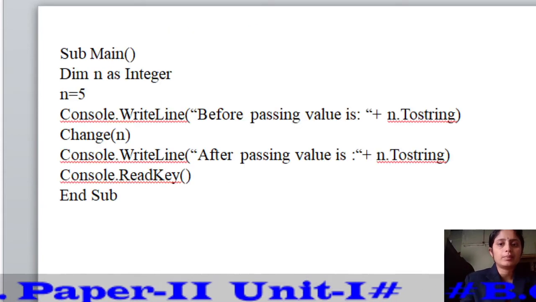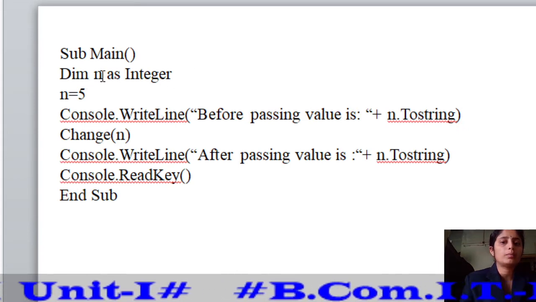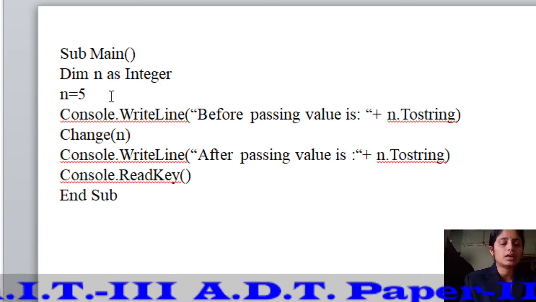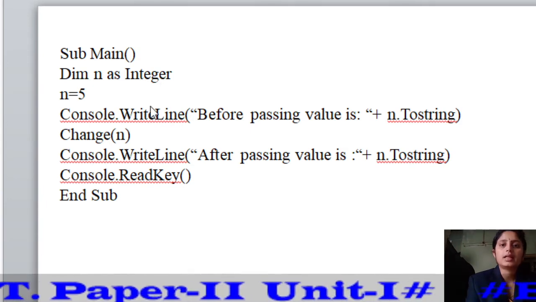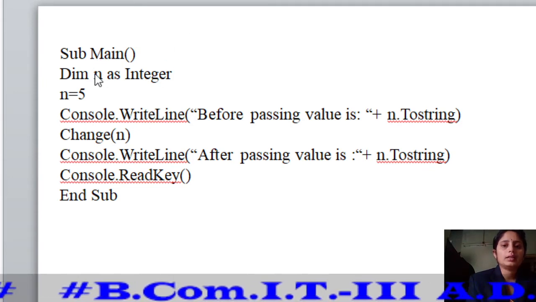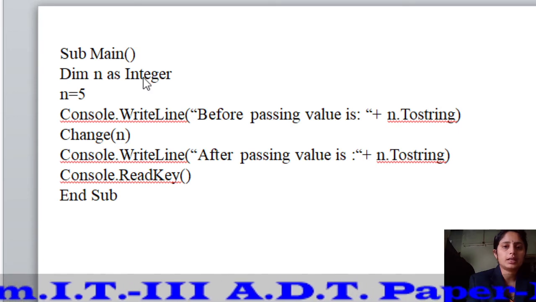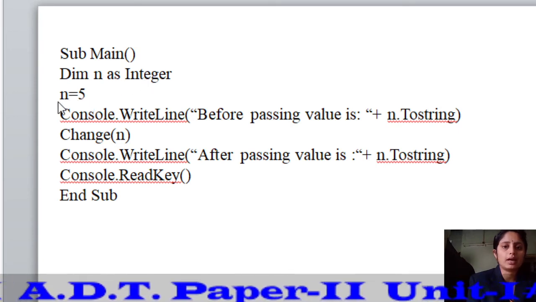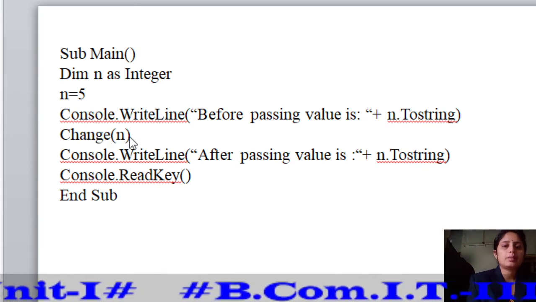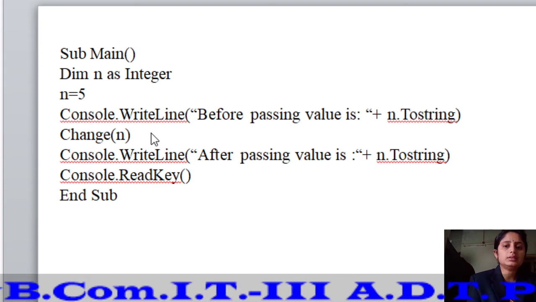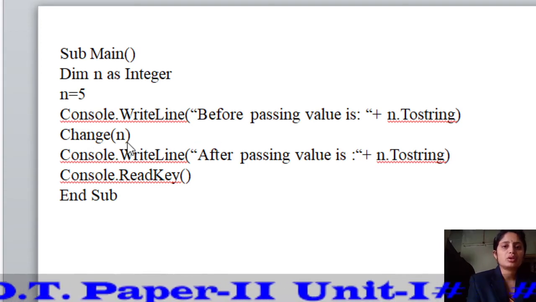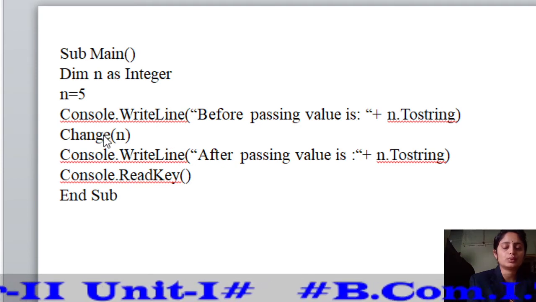Let's see the example. In the example, there is only one variable, which is n. It has the data type Integer and the value 5 is assigned. Let's see the example of call by value. The statement ChangeByValue(n) is the calling statement. This is not a definition of a procedure, it just calls the procedure.